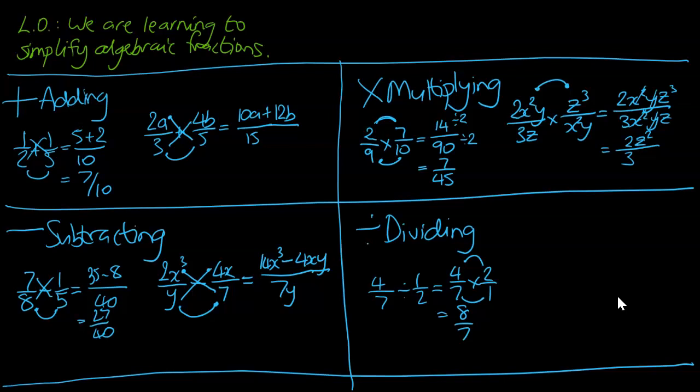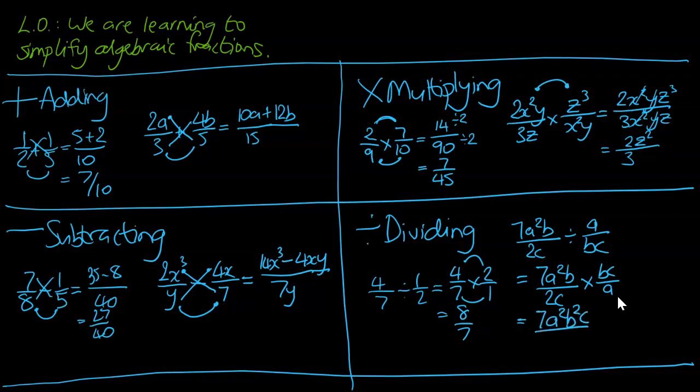So we'll do a slightly easier one this time. Let's have a look at 7a squared b divided by 2c. And that's going to be divided by a over bc. So just going to carry on my working. First step, we need to switch that second part around. It's going to be 7a squared b divided by 2c times bc over a. We then do top times top. So it's going to be 7a squared b squared c divided by 2ac.